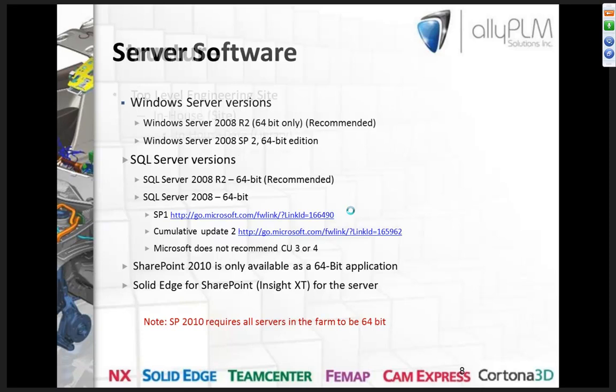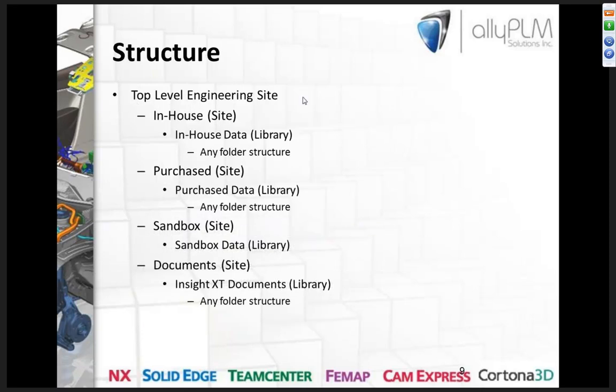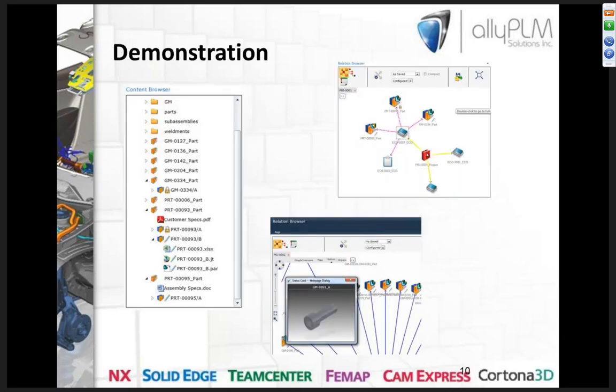And when I do that, I get this structure right out of the box. There's a top-level engineering site, and that site is just a landing page. It's got a URL, and you type it into your Internet Explorer, and you will see the in-house site, the purchase site, the sandbox site, and the document site. These sub-sites are just places to house a library of the same name. And the library is just a place to hold your file structure. So you can have any folder structure you want, and they don't have to be the same among these 4 sites. And we'll see this when we get into the software.